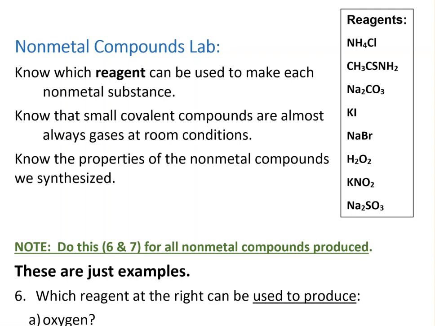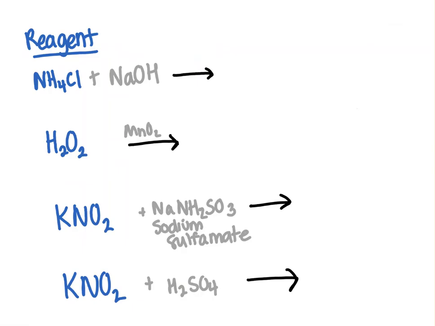Know that our nonmetal products are gases because things that are small and covalent compounds are normally gases at room conditions because they don't have very strong attractions between molecules. So before I go through the questions, I'm just going to go through the reactions and I'll tell you some properties about each one as we go. As I go through these, kind of watch for the hints of what reagent makes what nonmetal product.